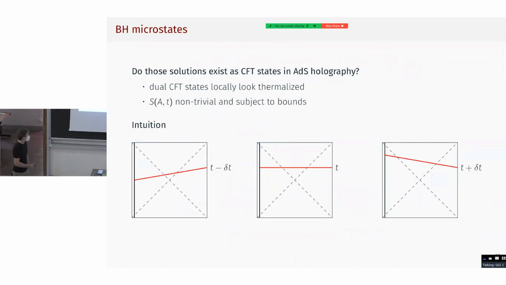Okay, yeah. So the question we want to ask is, do these states or these solutions exist as CFT states in AdS holography? And the strategy we want to follow here is, well, we know that from the asymptotic boundary point of view, the CFT states locally look thermalized, just a black hole horizon. But if you look at very large regions, then the entropy might have non-trivial time evolution. And this time evolution is subject to very restricting bounds. And so once these bounds are violated, we can say, well, this state is certainly not a good CFT state. And we rule out the corresponding bulk solution.